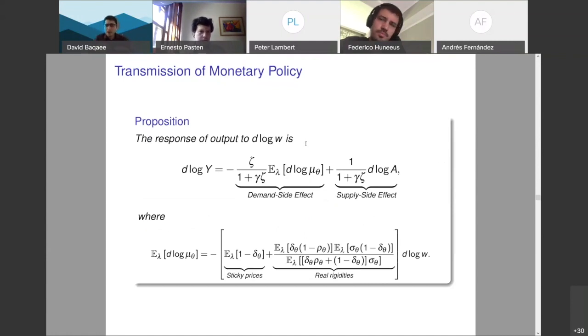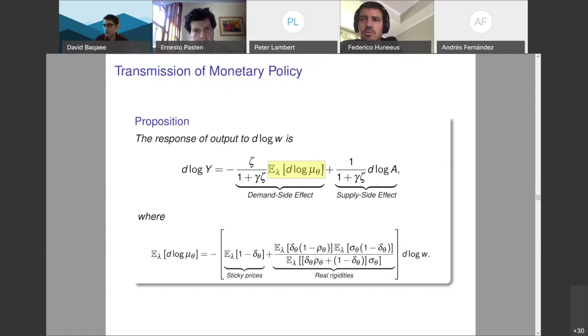What about output? How does real GDP respond to changes in monetary policy? So here's the output response. You can break the response of output up into two pieces. One is this supply side effect, which we've characterized so far. And the other is the demand side effect. The demand side effect here is basically coming through the change in the average markup. So this is the mechanism in the traditional New Keynesian model. In the traditional New Keynesian model, what happens when you do a monetary easing is that firms have their markups get cut.